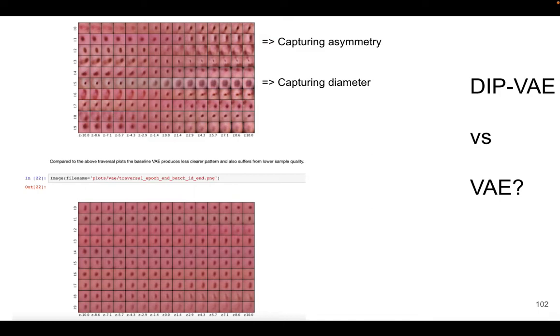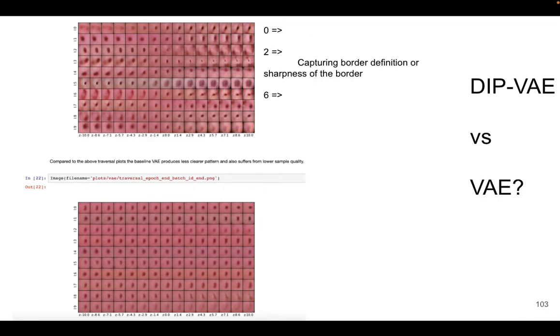While the 0, 2nd, and 6 here seem to capture the border definition. Would you agree? It's not super evident. You need to pay attention. You can see here it's very blurry, becoming a more defined border, right? Border here is how sharp the lesion is, if we had to do a segmentation of it.